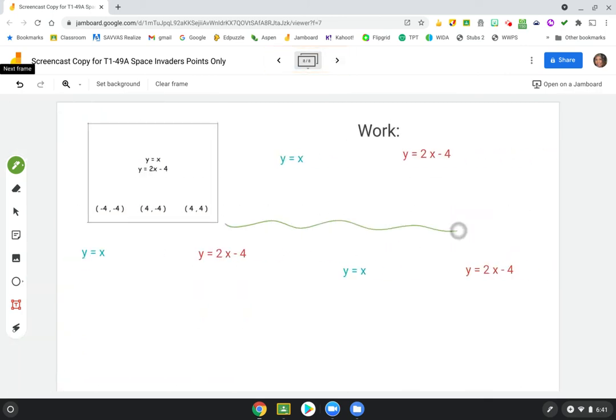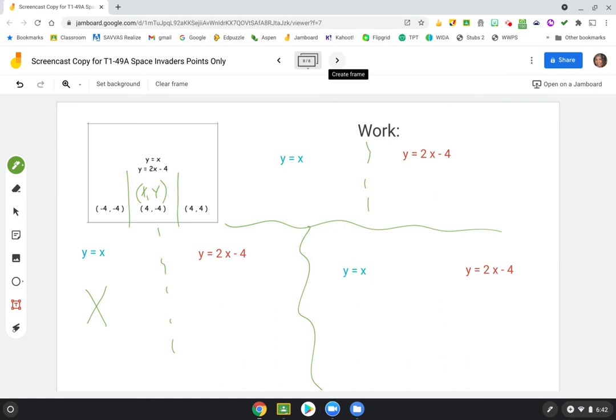And last but not least, here I have the first equation, x equals y. So if I look here, if this is my x and this is my y, so I'm looking at the second point, 4 does not equal negative 4. So that means this point is not going to work in that equation. So I can already eliminate 1 right from the start.